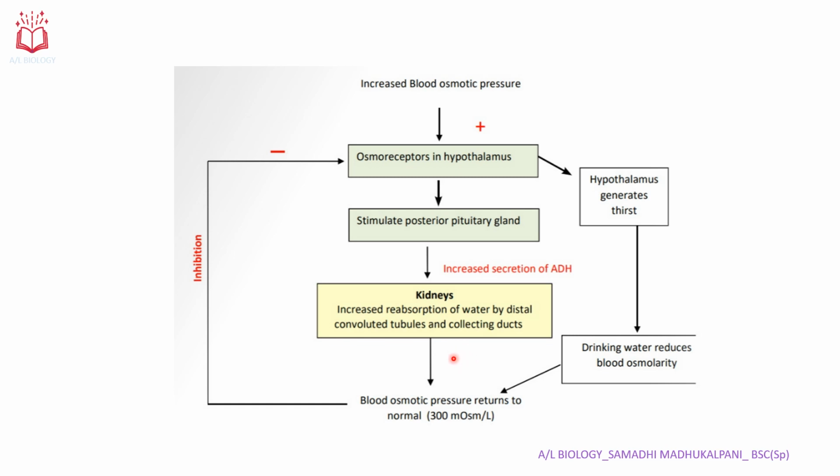Because of that, more water enters into the blood. Therefore, blood osmotic pressure returns to normal. Then it gives a signal to inhibit the osmoreceptors in the hypothalamus. And osmotic pressure could be normalized by generating thirst. Because of the thirst, we have to drink more water. Because of drinking more water, water content in the body increases. Therefore, the blood osmotic pressure returns to normal.